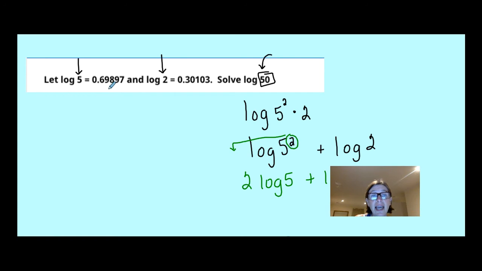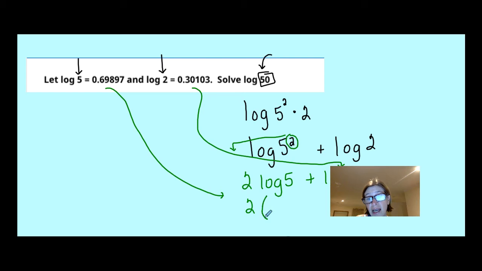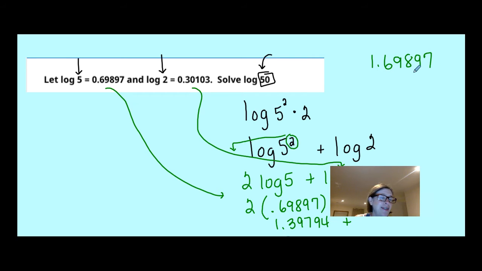Now that you've done that, you can take the values that you know and plug them right in. So we can write this as 2 times 0.69897 plus 0.30103. And this would be where you'd grab your calculator. 2 times 0.69897 is 1.39794, plus 0.30103 would give me 1.69897. I'm guessing that on the ACT they would ask you to round it, probably to the nearest hundredth, so you'd round it to 1.70.